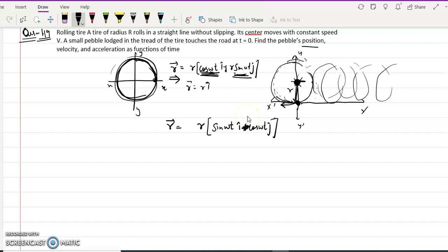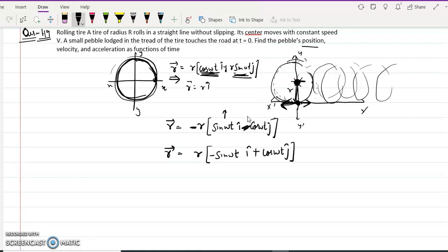But if this is the position vector, then the velocity at t equal to 0 would be in the opposite direction, because after some time the sine term will increase in the positive direction, and so the particle will move in that direction. So for making the particle velocity in this direction at t equal to 0, I have to add another minus sign. So the position vector will be given by r minus sine omega t I cap plus cos omega t j cap. This is the position vector.